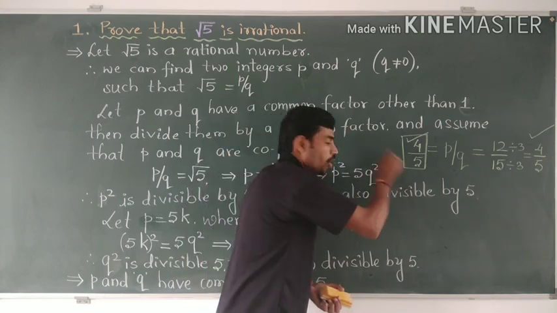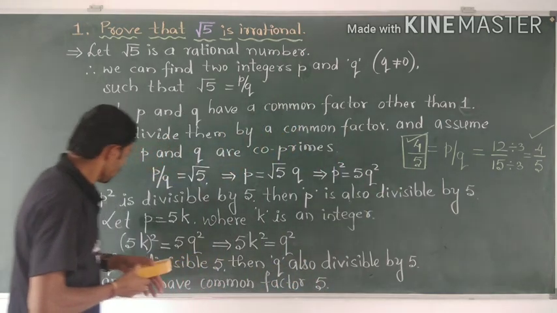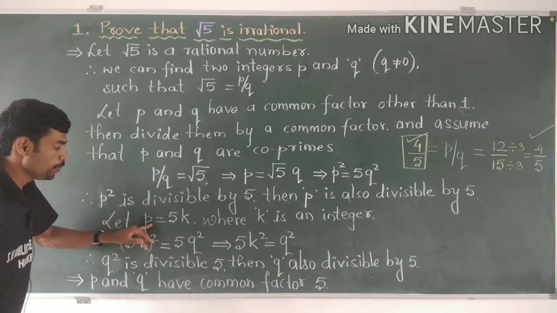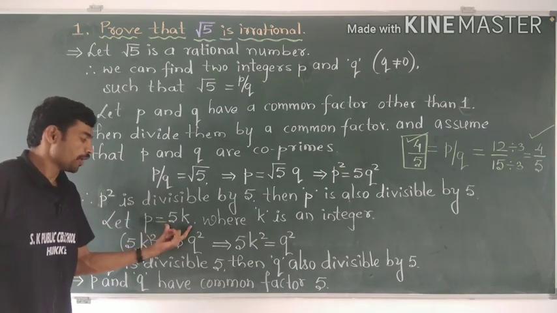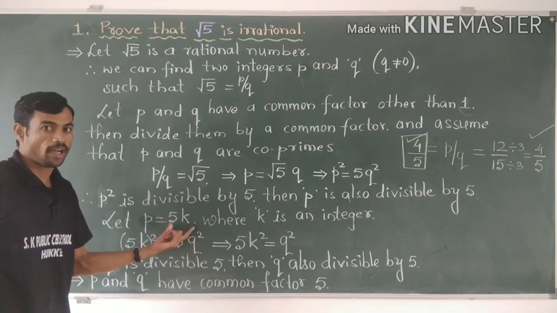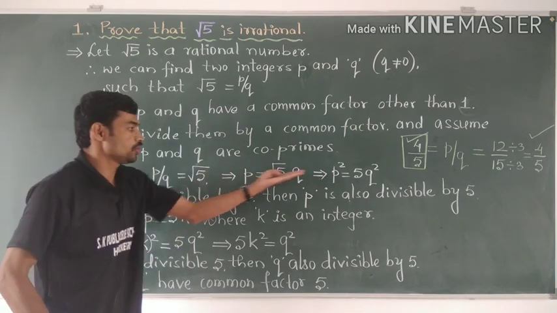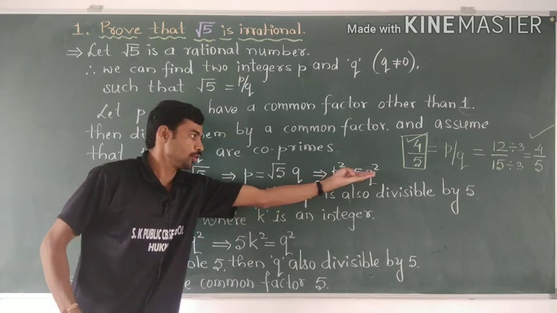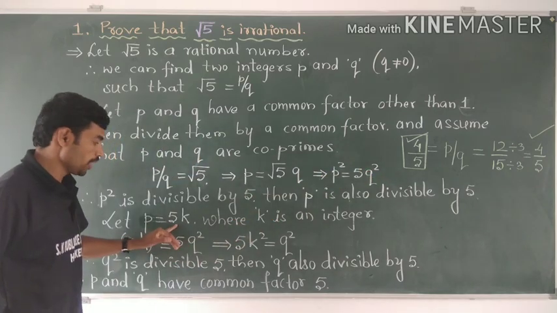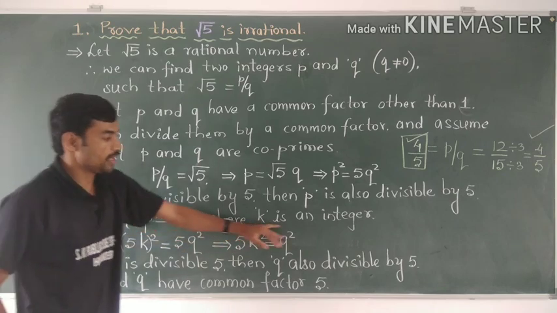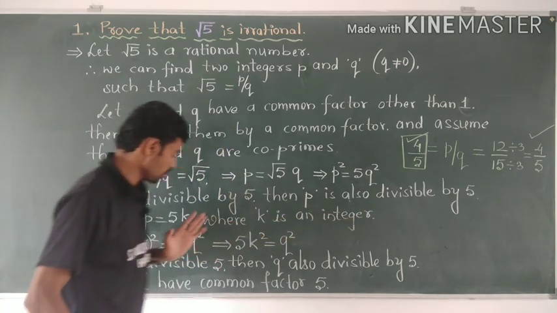Now we have to go for q. We have to see for q. Since p square is equal to 5 q square, p we have to take as 5 times k. So p is equal to 5k, where k is one of the integers.